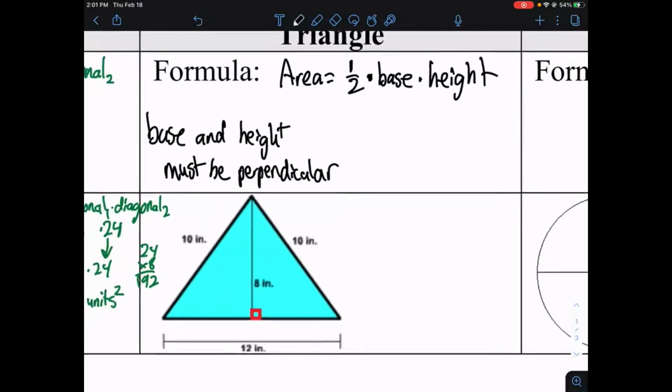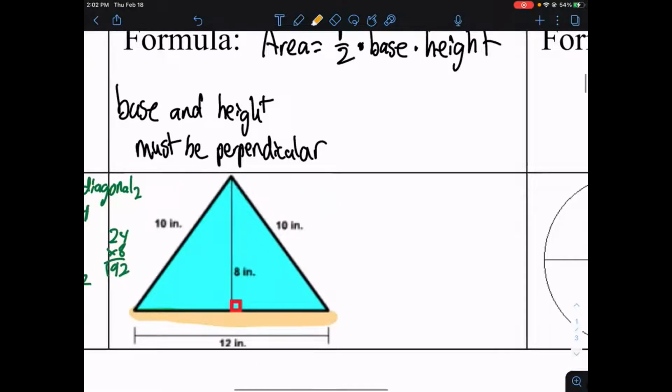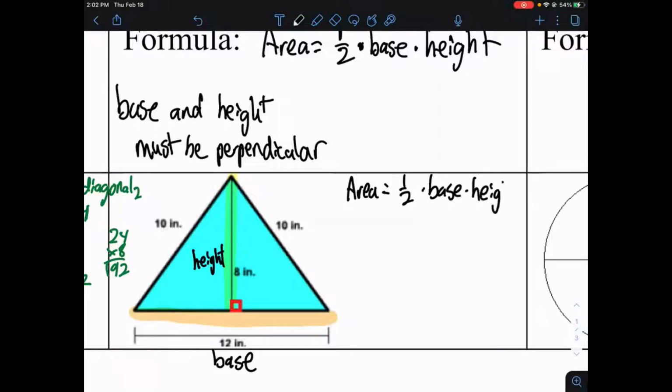Okay, so looking at this triangle, I see my right angle symbol over here. And so the 2 sides involved in this right angle are this length of 12, so I'll call that the base. And then this length of 8, so I'll call that the height. Okay, so notice for the triangle, we have this 1/2 involved. People often forget to include it.